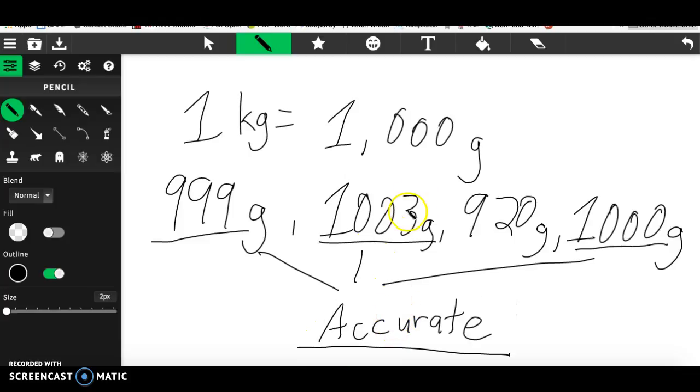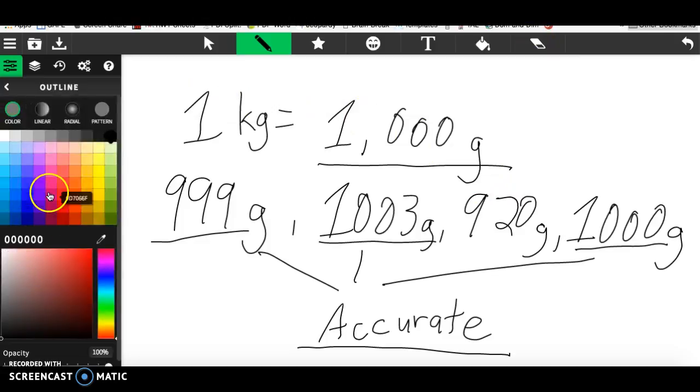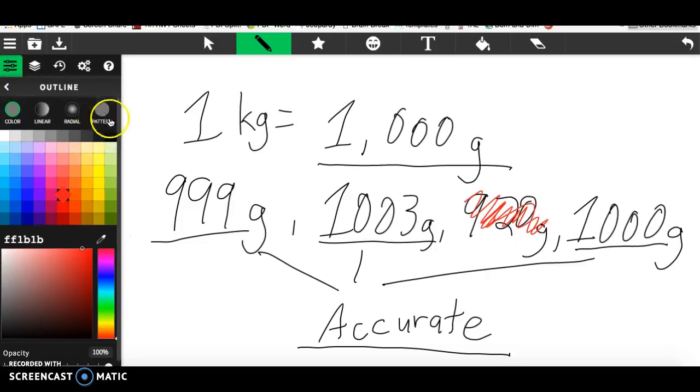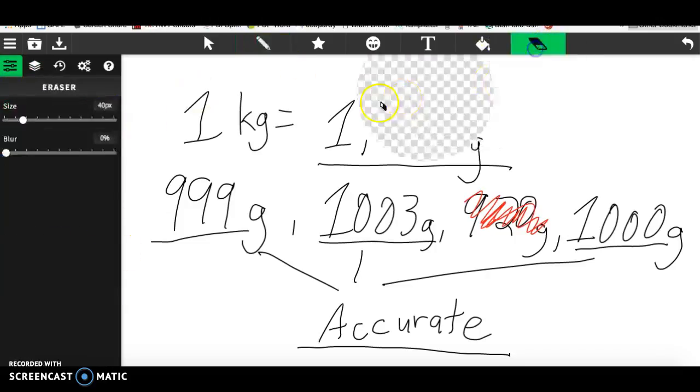Accuracy, how close you are to correct. In this case, our correct value was 1,000 grams. We had 3 of our 4 trials were pretty close, so those 3 are accurate. And we'll go with stereotypical red. 920 is wrong. That was not accurate. Sad. And we'll go back to black and erase.